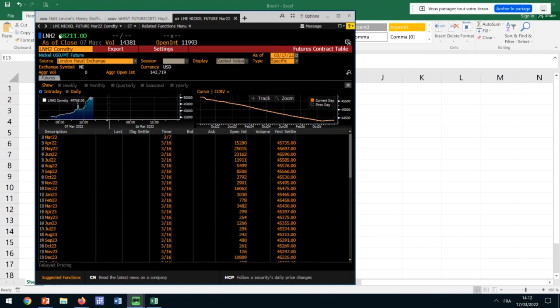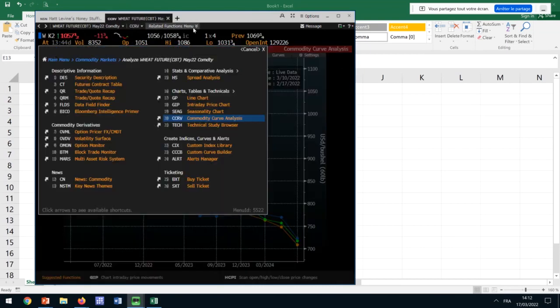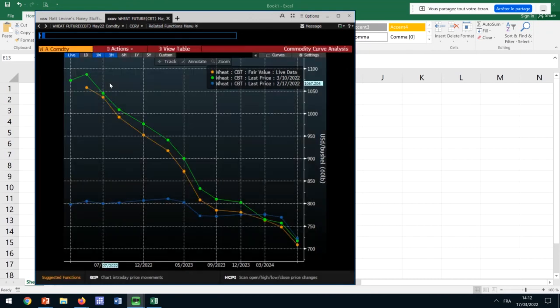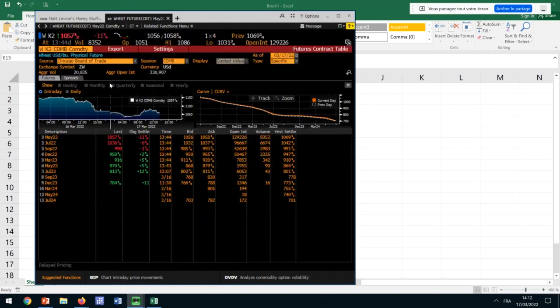So what is going on here? No, this is the nickel contract. I'm lost here in my own Bloomberg things. Okay, futures contract, this was the interesting one. Yeah, here we are, back.